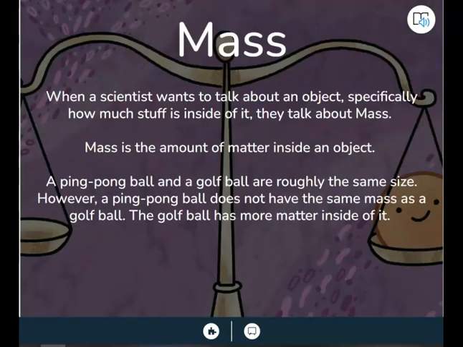We are going to look, maybe, if it's going to go on, at mass. This is our last vocabulary word for today. Mass is the amount of matter inside of an object. The amount of matter inside of an object.